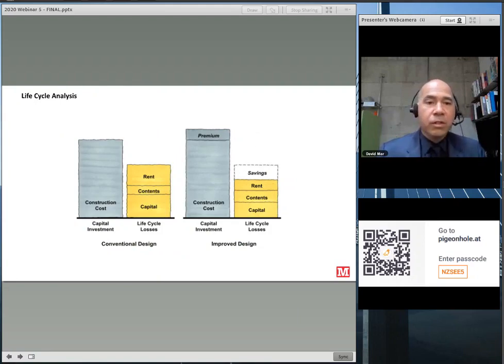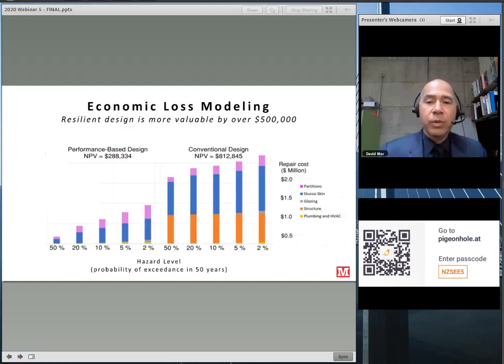Typically, when we talk to owners, there's this question of investing in seismic resilience. And in this case, if you look at a conventional building, you have construction cost in green and future losses in terms of loss of use and damage. And then we need to make the argument that you invest in a premium and recoup future savings. In the case of Casa Adelante, we did loss modeling of our building. The bars on the right are the conventional design, and on the left are the resilient design. And we looked at small earthquakes all the way up to large earthquakes, and you see where the losses occur. The orange is loss to the structure, blue is loss to the stucco skin, pink is to the partitions. And the big difference is the decrease in loss to the structure with the resilient design.